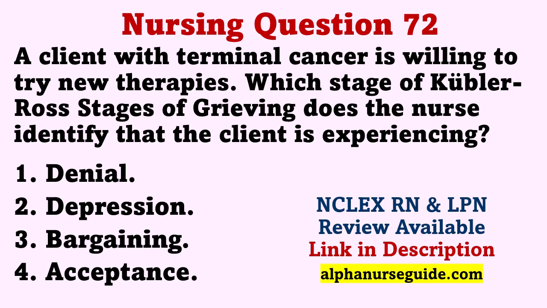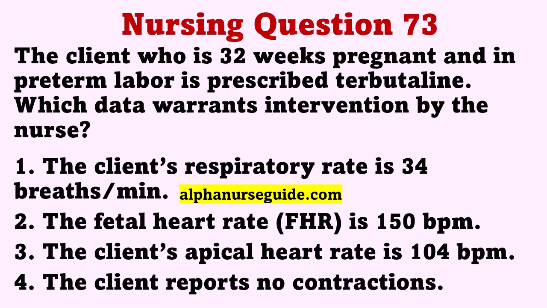The client who is 32 weeks pregnant and in preterm labor is prescribed terbutaline. Which data warrants intervention by the nurse? 1. The client's respiratory rate is 34 breaths per minute. 2. The fetal heart rate is 150 beats per minute. 3. The client's apical heart rate is 104 beats per minute. 4. The client reports no contractions. The correct answer is 1. The client's respiratory rate is 34 breaths per minute.